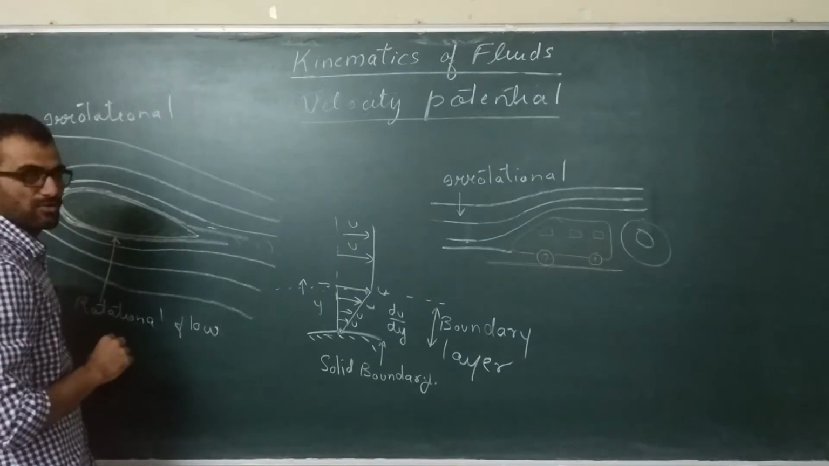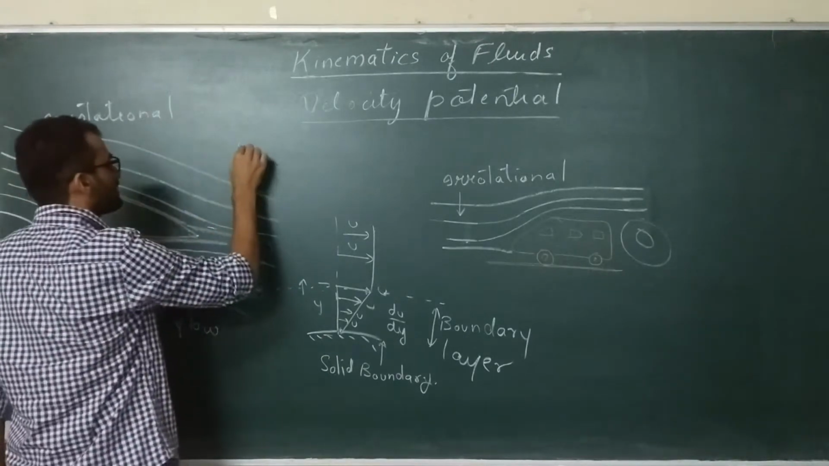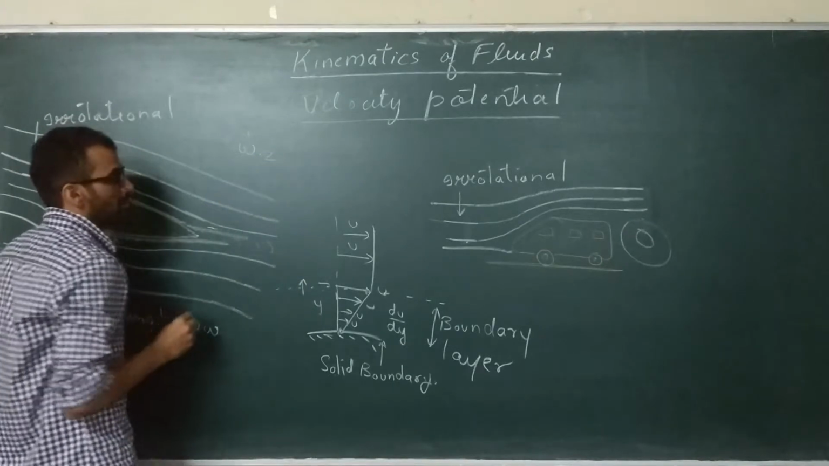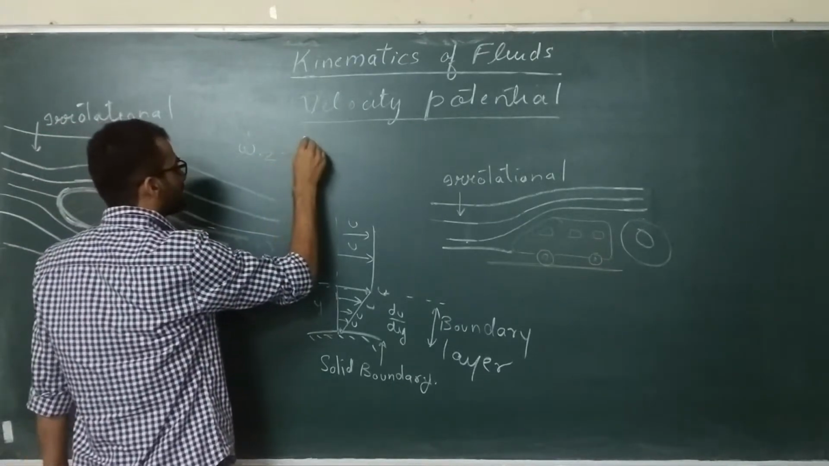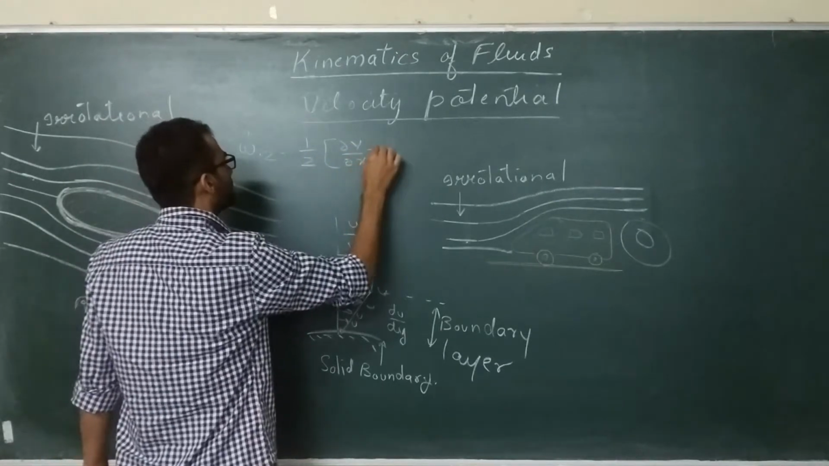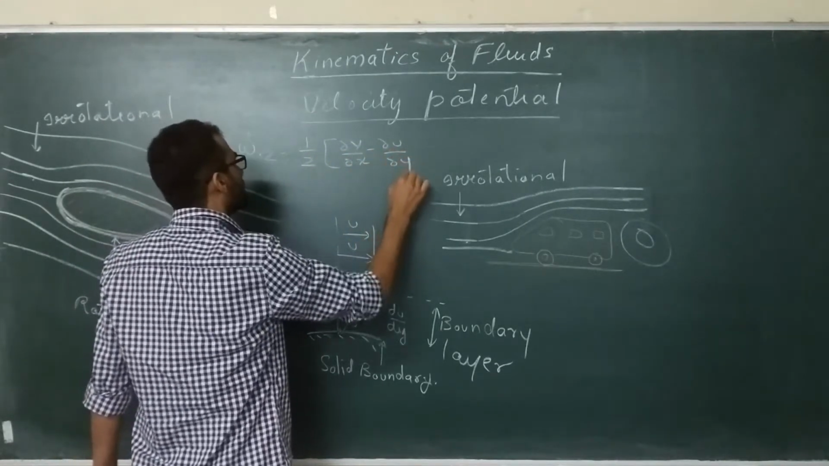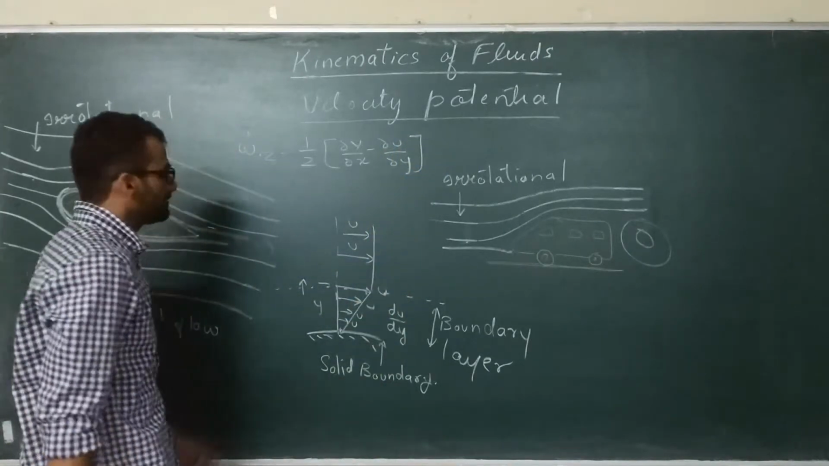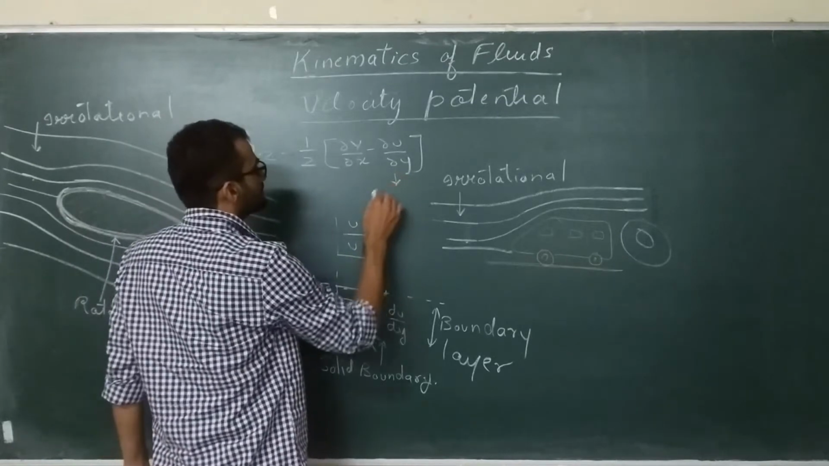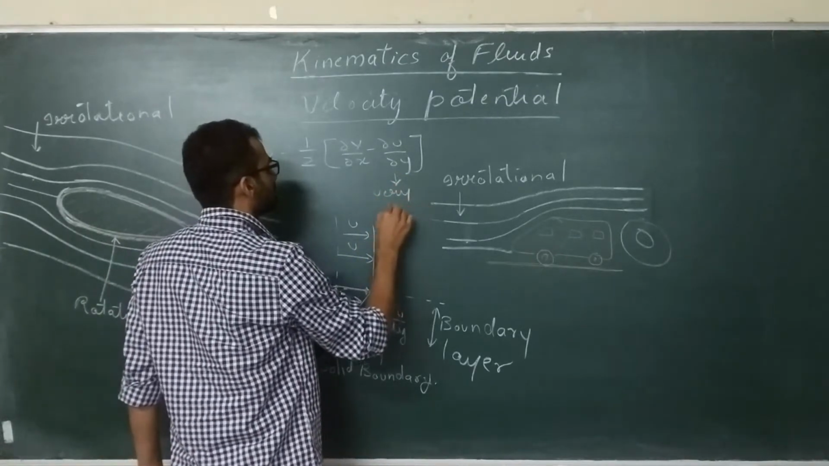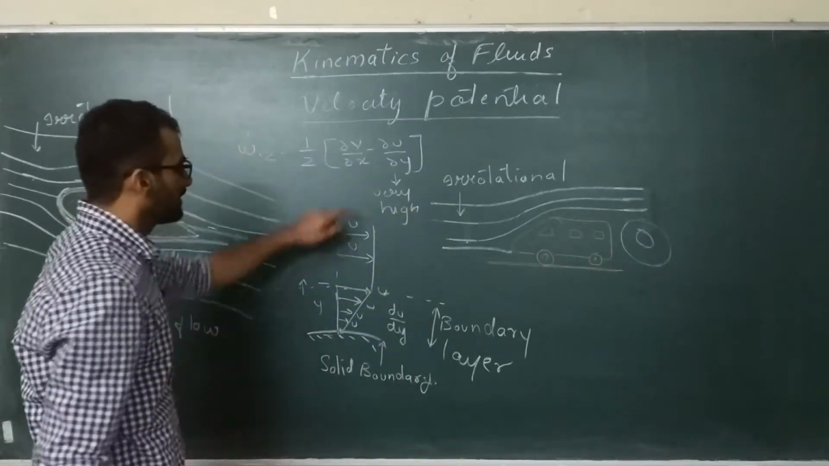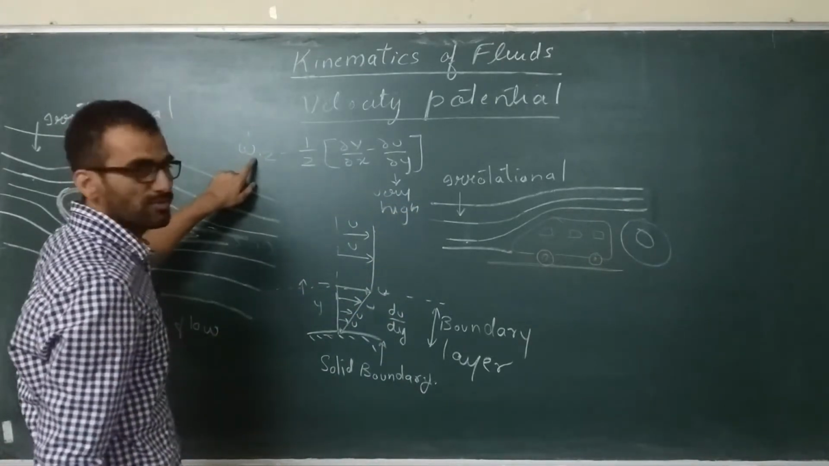Again, when do we say that flow is irrotational? We have seen that this is a two-dimensional flow, so rotation about the z-axis is given by half of del v by del x minus del u by del y. Now, what is happening inside the boundary layer is that this del u by del y is very high. For irrotational flow, what should happen?